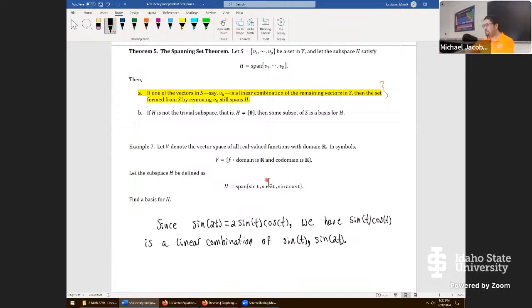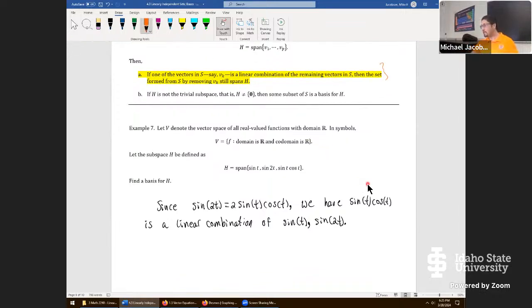Should probably pause right there. What do we mean by a linear combination of sine t, sine 2t? Well, we're trying to track this definition, so that's why we wrote it. But what we're trying to express is, if you take 0 times sine t plus, let's say, just this one, plus sine 2t, then sine 2t is equal to that. So let's say equals 2 sine t cosine t.